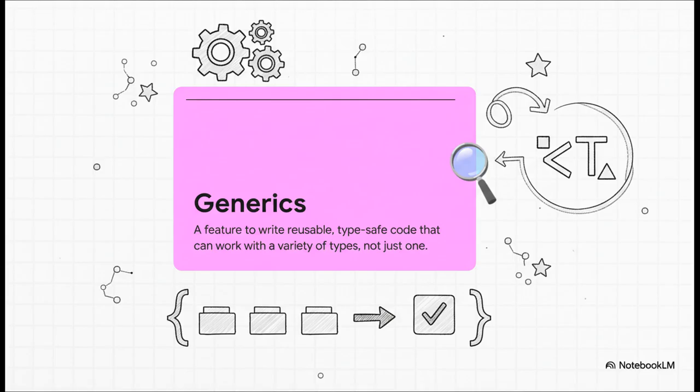Now, the main idea here is actually pretty simple, but it's a total game changer. What if you could treat a type like it was a variable, like a placeholder you can fill in later? That is exactly what generics let you do. You write the code once, and it can work with all sorts of types, all while keeping that amazing type safety we love about TypeScript.